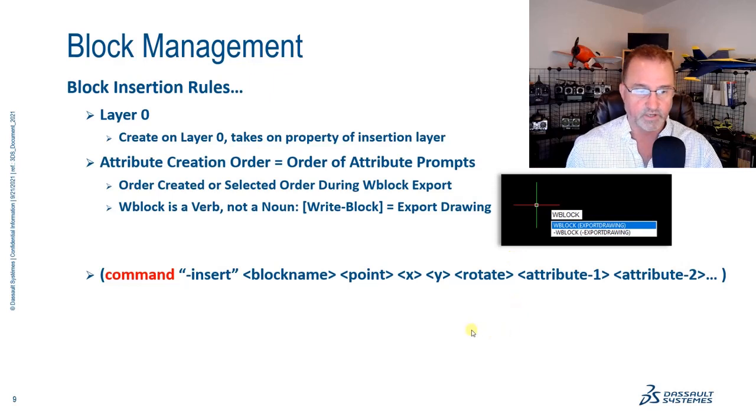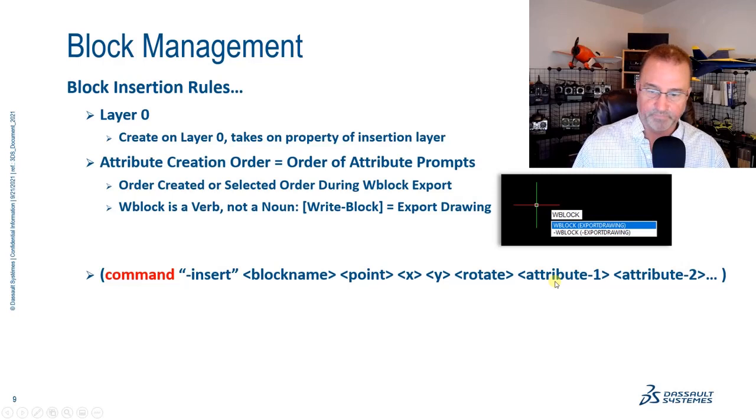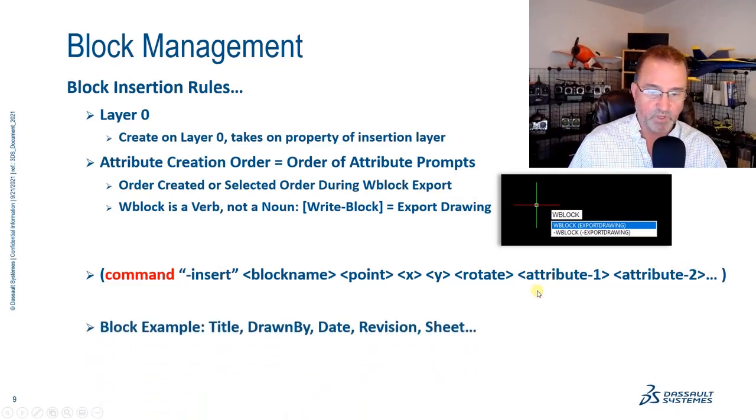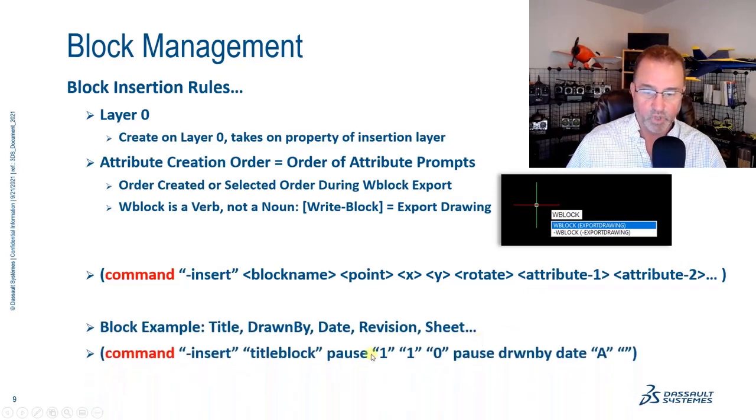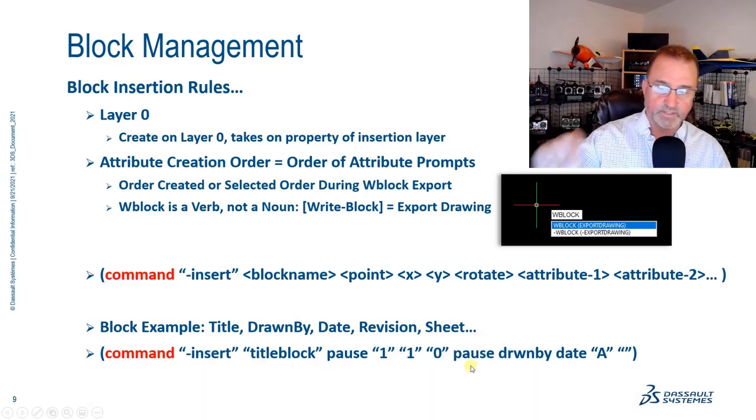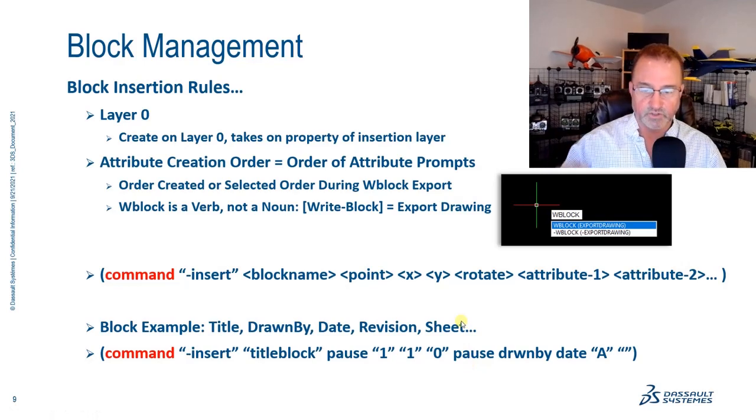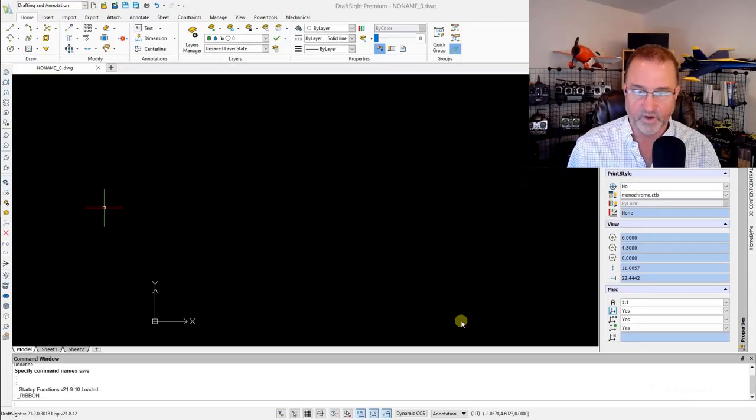So, when I talked about this earlier with the attributes, they come in order based on the order that they are inside of the block. If we use this command, insert title block, or whatever the block name is, we have an insertion point, X, Y, and rotation. The attributes then will be prompted on the command line in the order that they are within the block. Using this title block example, as we go to insert it, the sequence is very critical when it gets down to the point where it starts to answer the prompts for the attributes.